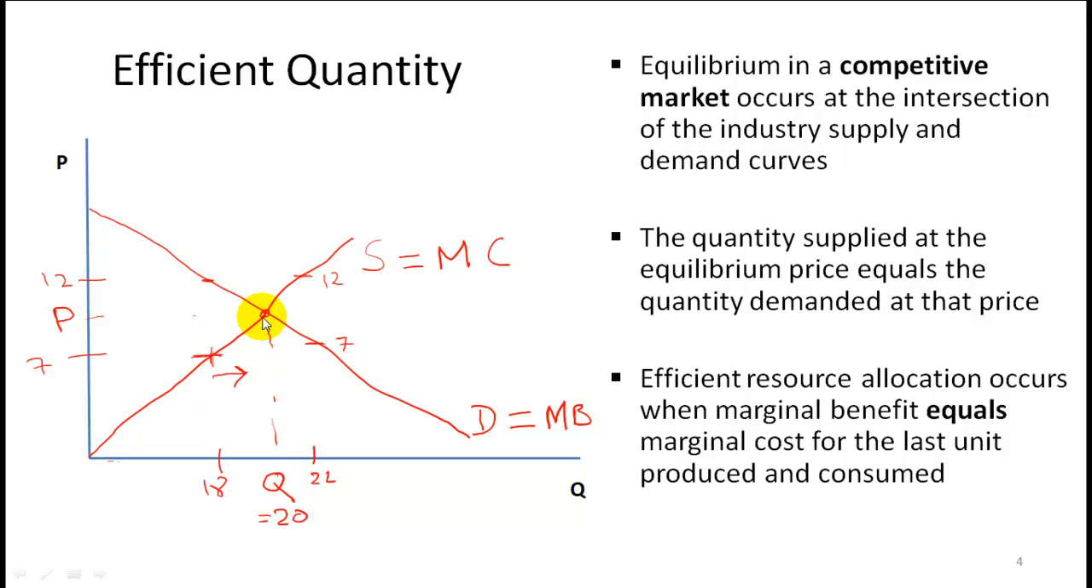So the point of efficiency is 20 million units, which is where the marginal benefit is equal to the marginal cost, and that's the point where we are at efficiency. And that's explained in these notes over here. The quantity supplied at equilibrium price equals the quantity demanded at equilibrium price, and efficient resource allocation occurs when marginal benefit equals marginal cost for the last unit produced and consumed. So that's what we have just explained over here.